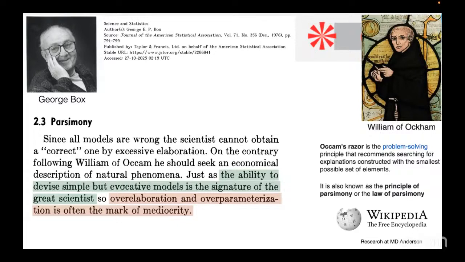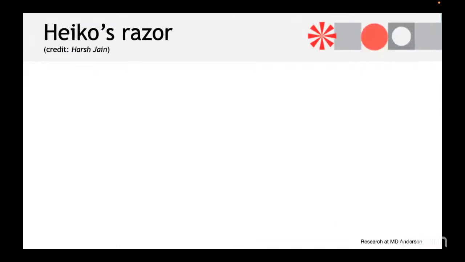So I would like to invite all of you, if you want to include a George Box quote in your next presentation, let's use this one. The ability to devise simple but evocative models is the signature of a great scientist. So I was at a workshop that Renee and Sarah and Kathleen have organized at the Fields Institute. And Harsh Jain gave a talk, and he introduced the concept of Heiko's razor. I don't know why, but here's my favorite quote.